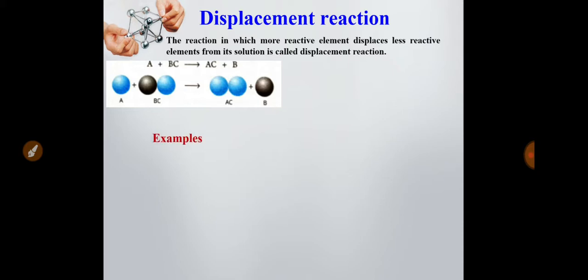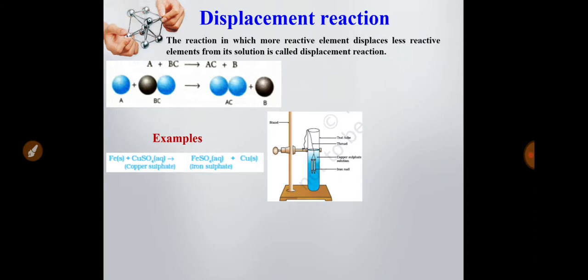Now an example of a displacement reaction is iron. When it reacts with copper sulfate solution, it will form iron sulfate and copper. This is the experimental procedure. Here in a test tube, blue color copper sulfate solution is taken, and two iron nails are dipped in the copper sulfate solution, and after some time they react with each other and there will be copper deposition on the iron nail.